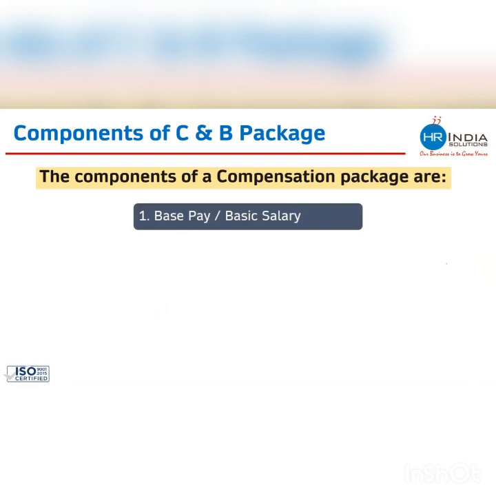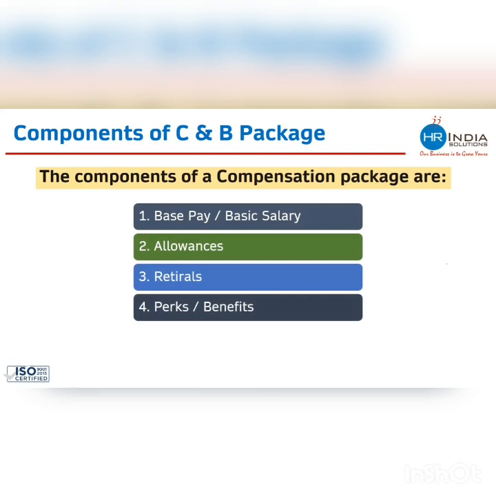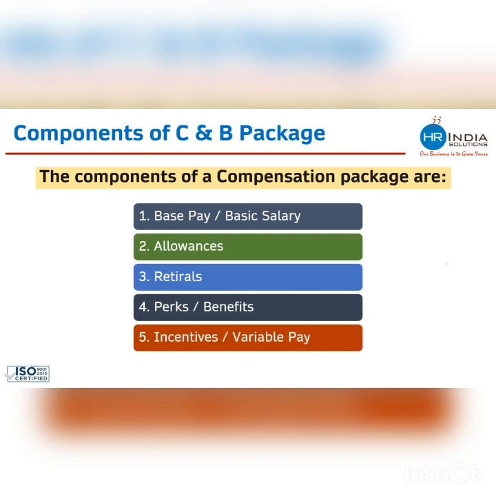And whenever you are deciding the base pay, you need to refer to the minimum wage of the state. It should not be less than that. Second thing is you need to decide the allowances of that employee, and always refer to the tax applicability on those allowances. Third is to decide the retirals and the statutory contributions for that employee. Then, if the company is offering perks and benefits, you need to check that also. And if the position demands incentive or variable pay, you need to refer to that also. Now, the combination of all these five steps, we get the complete compensation and benefit package for an employee, right?